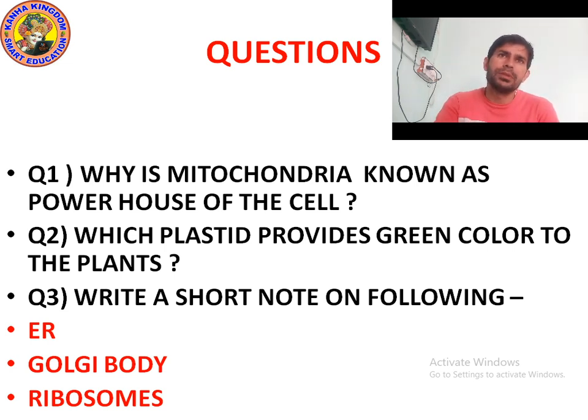Now next is ribosome. Each cell contains many ribosomes; thousands of ribosomes are present. They help in making the protein, present in the cytoplasm and floating throughout the cell. And if we talk about the endoplasmic reticulum, it is a network of membranes, and it provides a skeletal framework to the cell, and it helps in moving the material around the cell.